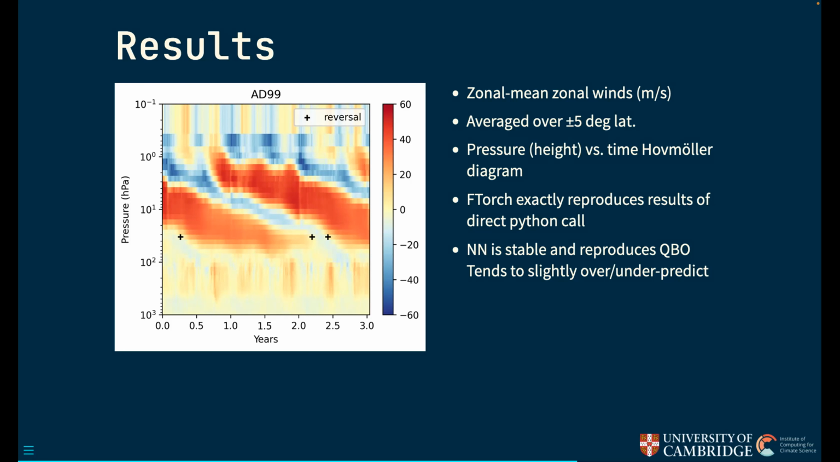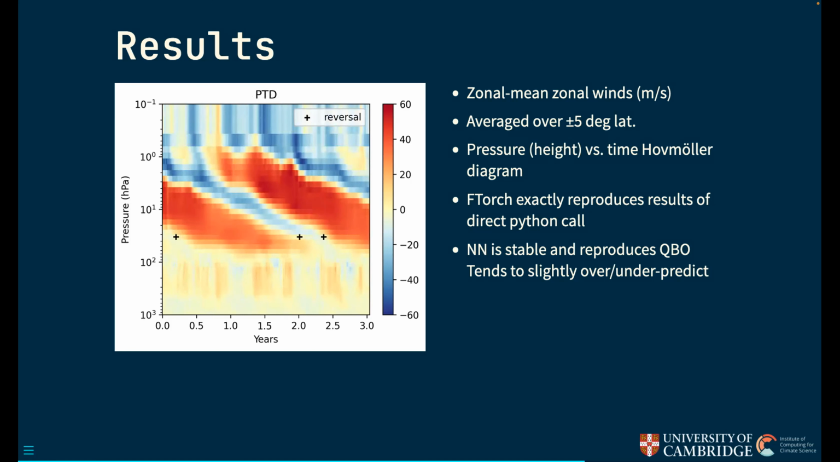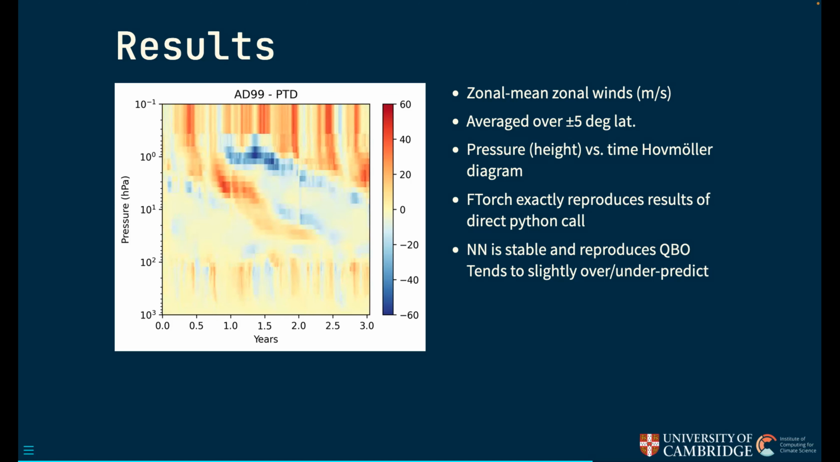This is the result with the original gravity wave parameterization, and then these are the results with the neural net emulation. You can see there are some slight differences, but the net does remain stable, and it reproduces the quasi-biennial oscillation, or the QBO, which is traditionally quite difficult for a lot of models to capture. If we look at the differences between the plots, we do tend to over and under predict, but this is discussed a lot more in Zach's paper and is here for scientific context.